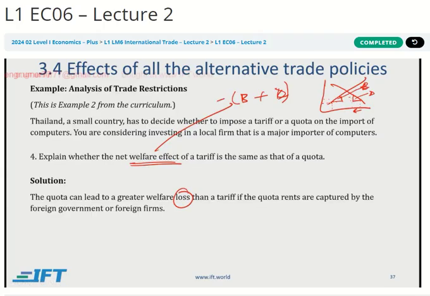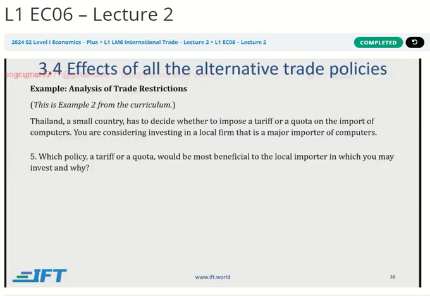C is obviously not included in your welfare loss because the government is getting that money, and A is not included because the local producers are getting it. So it's not a complete loss. I mean, the consumers are paying for it, so it is included in the loss of consumer surplus, but that money is either going to the producers or the government, so it is not a deadweight loss. But B and D is definitely a loss in national welfare.